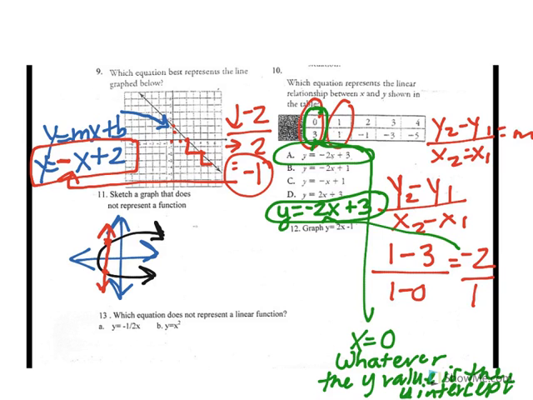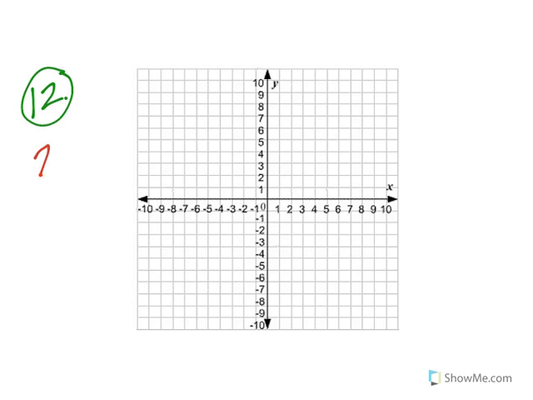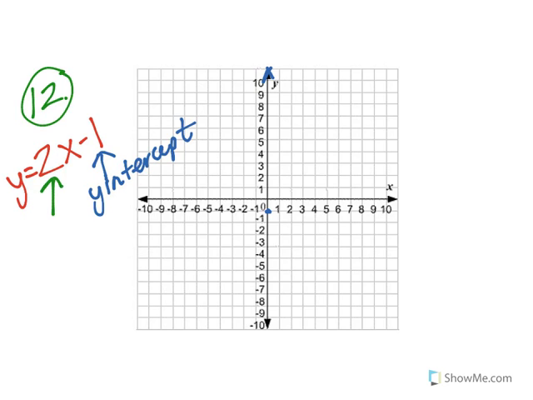And number 12 says graph y equals 2x minus 1. So we have to graph 2x. So in this equation, the second number tells us where to start on the y, which is our y-intercept. In this case, it says start at negative 1. And from there, the number before x tells us where to move. That's our slope. So our slope is always a fraction, so if it says 2, it's really 2 over 1.